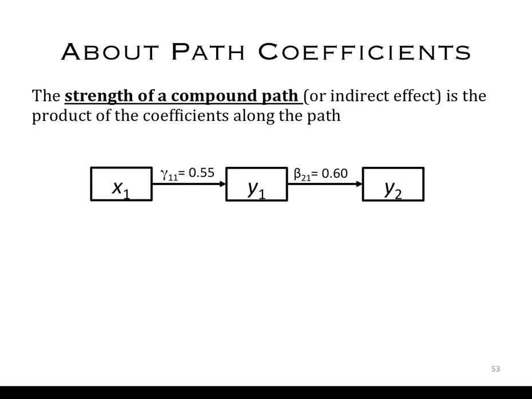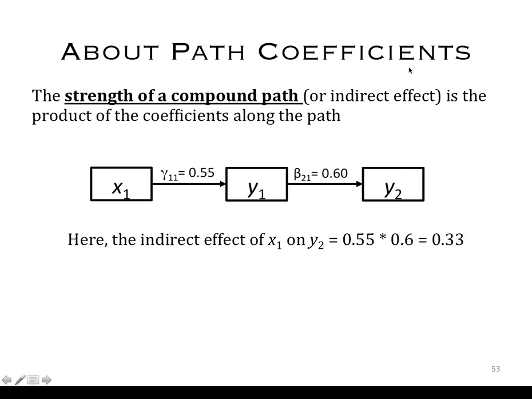So this is another cool thing that you can do. Here we've got x1 directly impacting y1, but then indirectly affecting y2, right? So you can calculate the strength of a compound path, or the strength of an indirect effect, just by taking the product of the coefficients along the path. So multiply these two coefficients together, and you have the strength of the indirect effect of x1 on y2, which is pretty cool. So here the indirect effect would be 0.33.